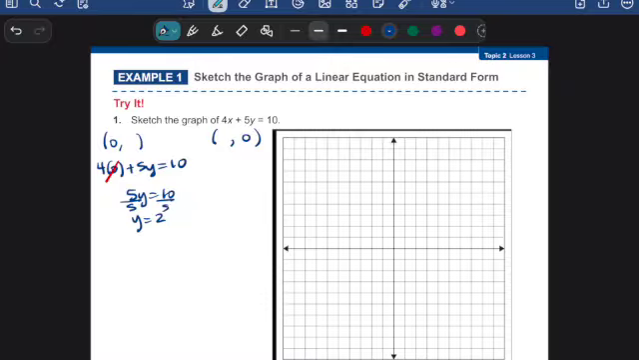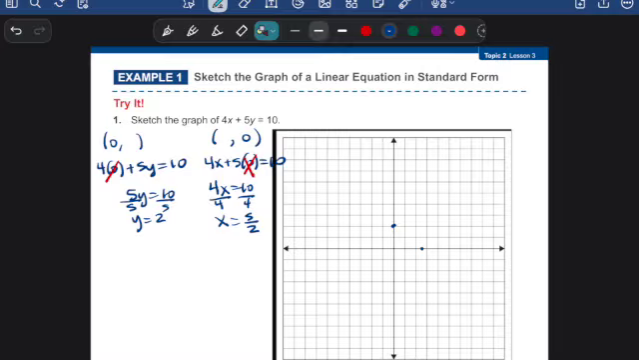Okay, now when y equals 0, substitute 0 for y into my equation. Again, my y term is going to go away now. I have 4x equals 10. Divide both sides by the coefficient. x equals 5/2. And I can plot those. So I can plot my y-intercept, y equals 2, and my x-intercept is at 2.5.